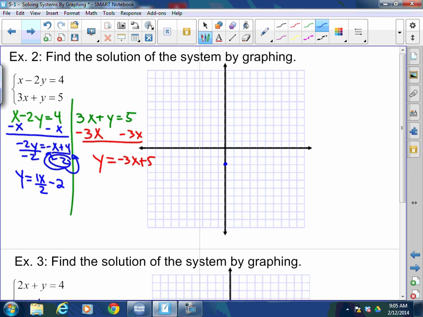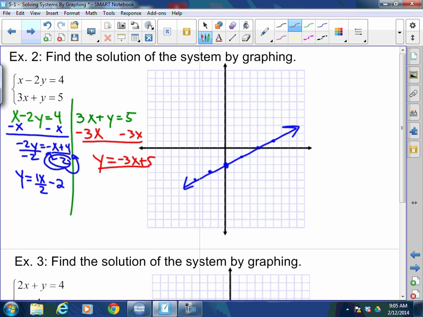Okay, so let's graph my blue equation. Negative 2 is my y-intercept. My slope is 1/2. Up 1 over 1, 2. Go backwards. Down 1 over 2 to the left. As you notice, I'm making plenty of points because I want to make sure that they intersect.